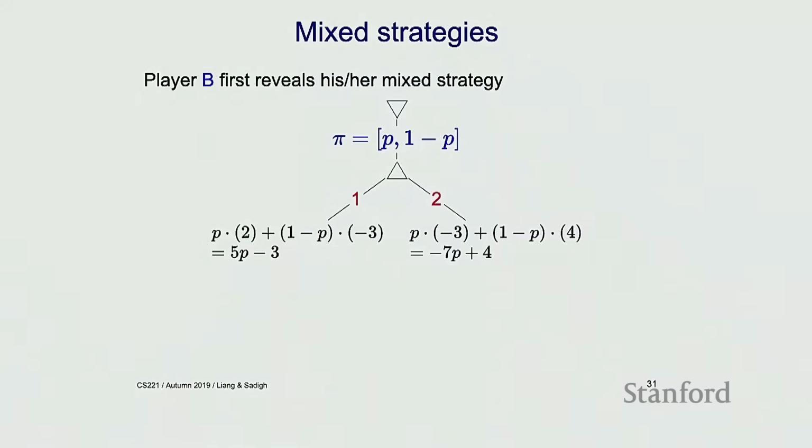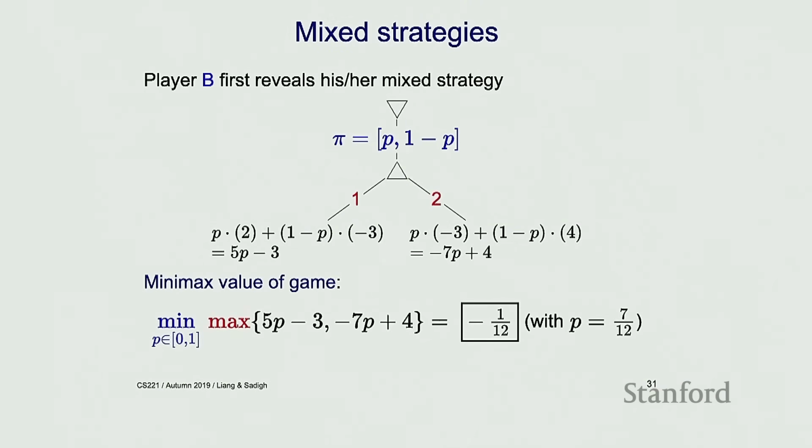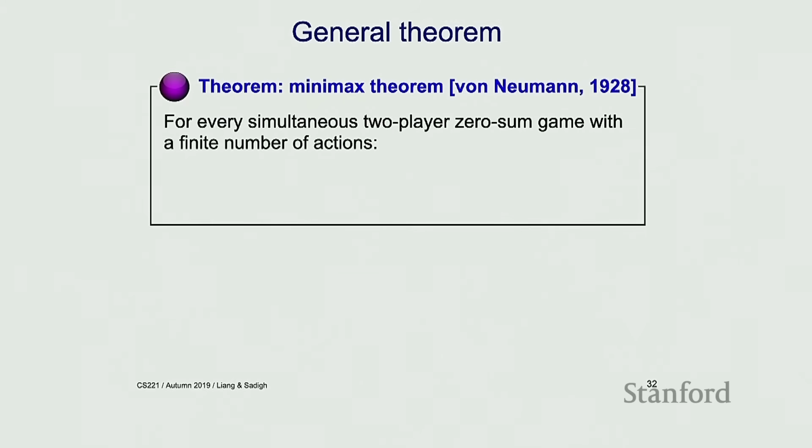So again, you get 5p minus 3 and minus 7p plus 4. And then now you're minimizing over the maximum of these two lines. The maximum of these two lines ends up being at the same point. And you pick a p that maximizes that, and you get the same value. So this is called von Neumann's theorem.